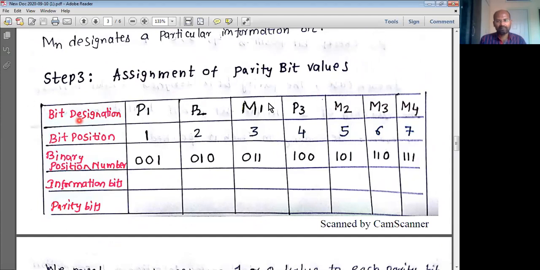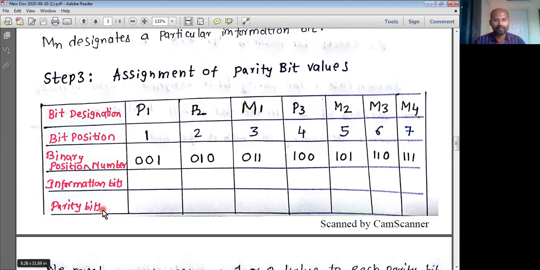Now let's make a table like this. That will be easy. The first row is for what? Bit designation. The second row is for bit position. The third row is for binary position number. This one is the information bit. This one is the parity bit.